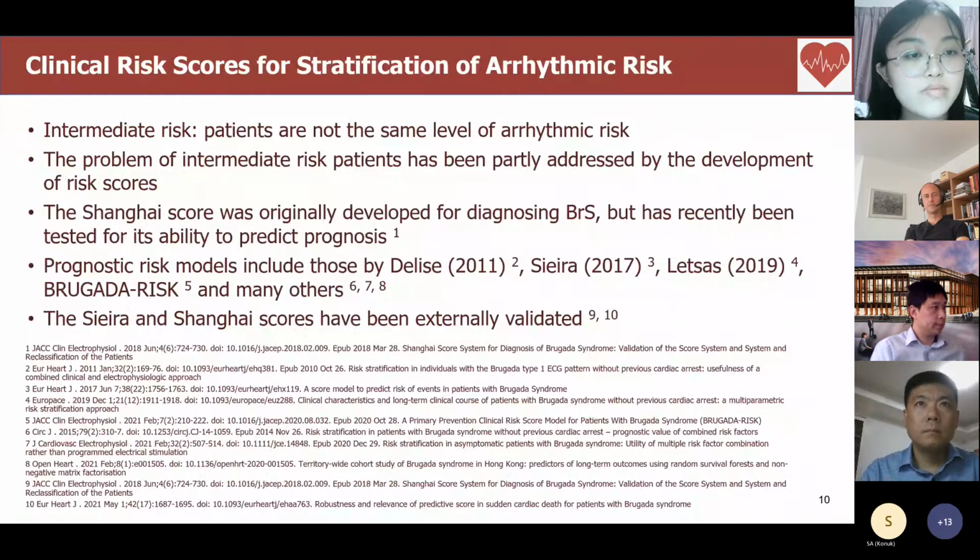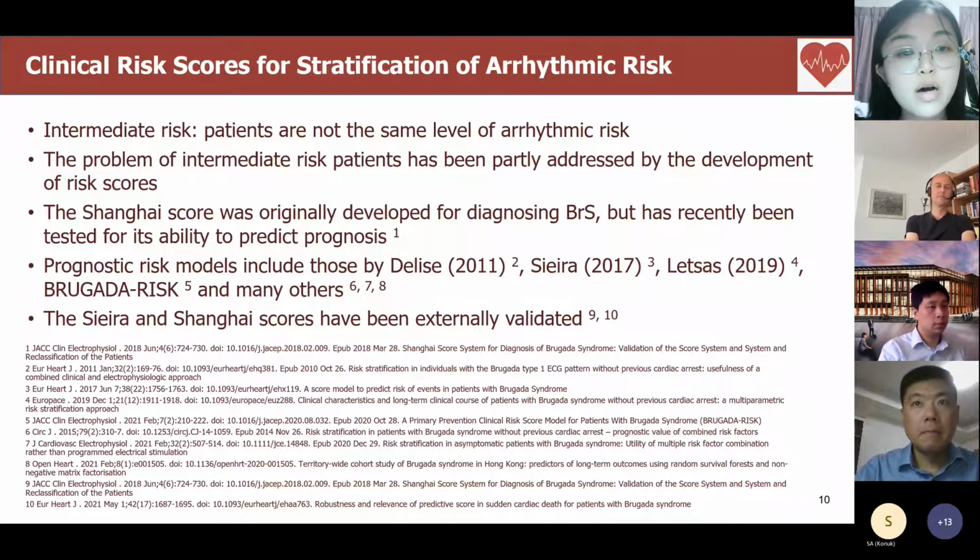As mentioned previously, patients who were considered to be of an intermediate risk of sudden cardiac death were actually along a spectrum of risk, and therefore it remains difficult to stratify the risk for this group of patients and to make the clinical decision of whether or not this group of patients should have implantable cardioverter defibrillators implanted.